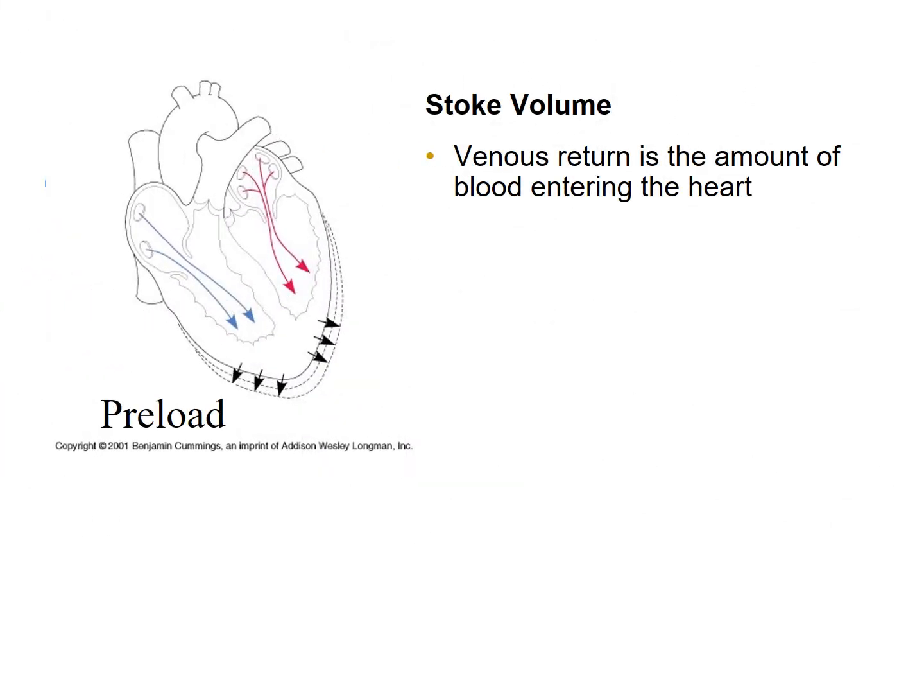Venous return is the amount of blood entering the heart. Remember, veins bring blood back to the heart. So venous return is the amount of blood entering the heart.